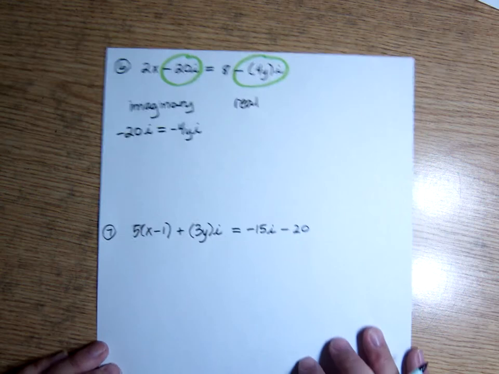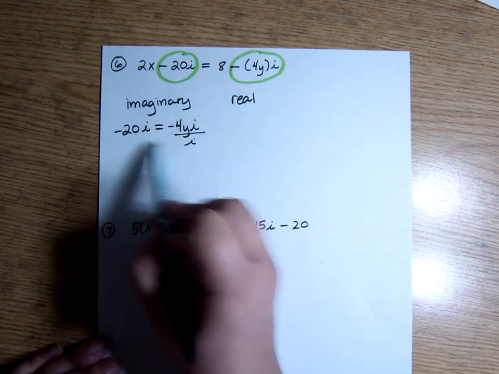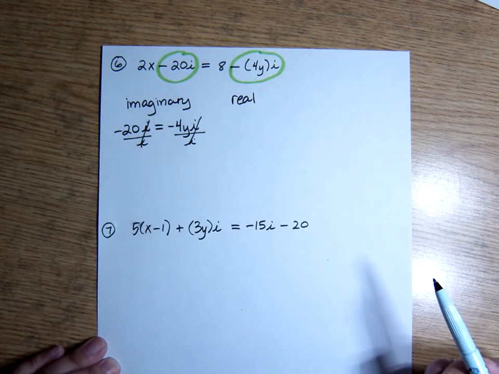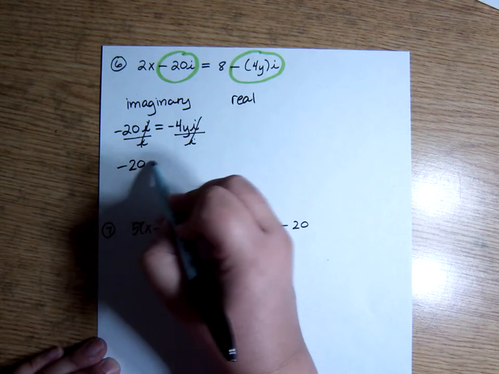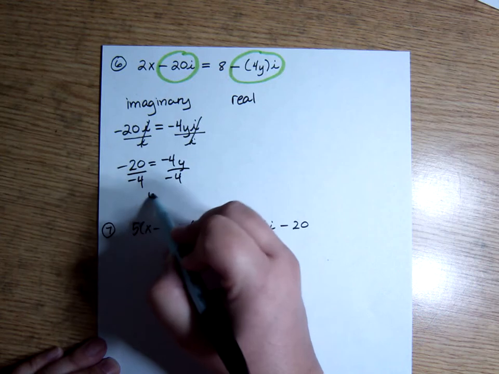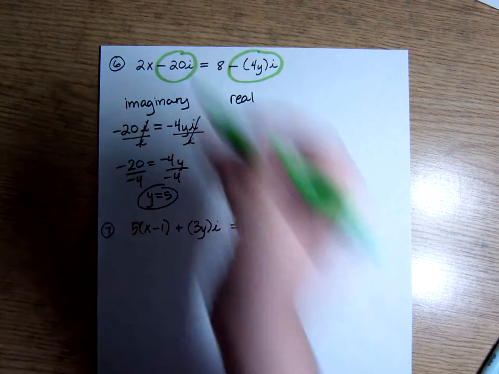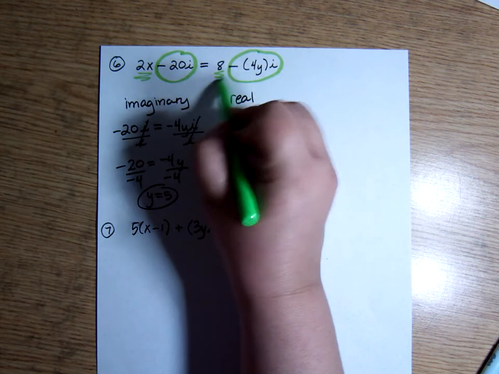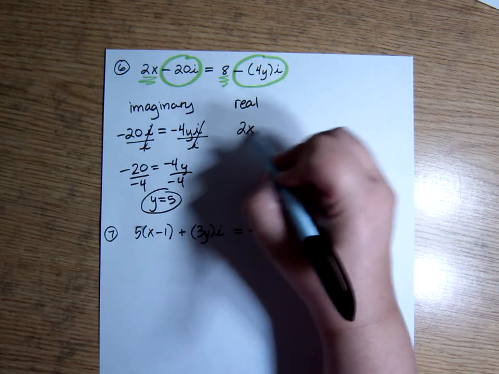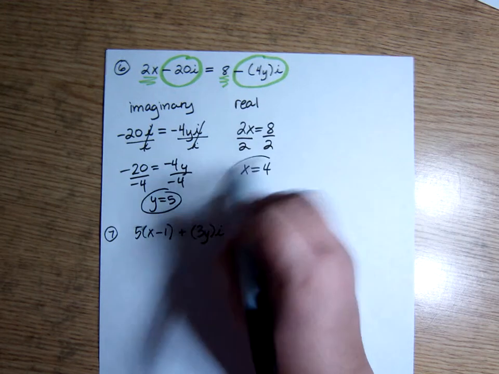I'm trying to solve for y. So the first thing I'm going to do is divide both sides by i. We really don't have to go through that step because look what's going to happen every time. So negative 20 equals negative 4y, divide both sides by negative 4, and y is 5, and that's all. Then I do the same thing with my real parts, 2x and 8. So 2x has to equal 8. So if 2x has to equal 8, then x is 4. And that's how you do it.